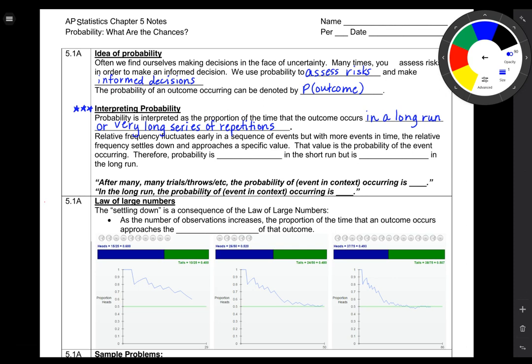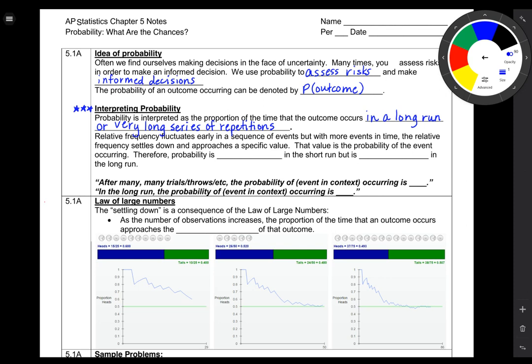Relative frequency fluctuates early in a sequence of events, but with more events in time, the relative frequency settles down and approaches a specific value. And that specific value ends up being the theoretical probability. So if we just talked about a coin, heads or tails, maybe the first 10 trials you might have 7 heads and 3 tails. But as long as you repeat it over hundreds of flips, 200, 300, it eventually gets to that theoretical probability of 0.5, that you would have half heads, half tails. That value is the probability of the event occurring.